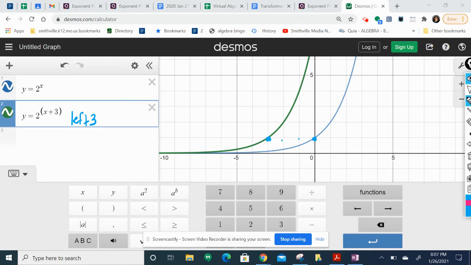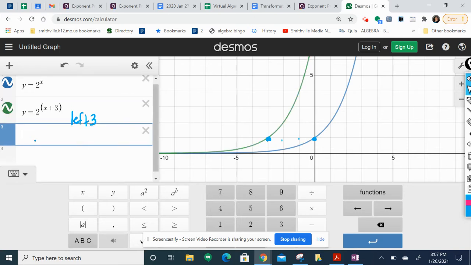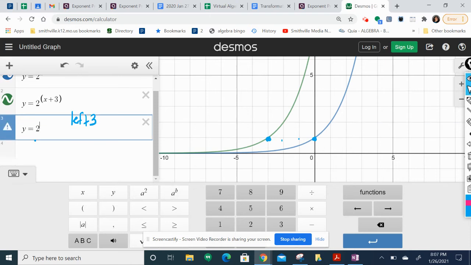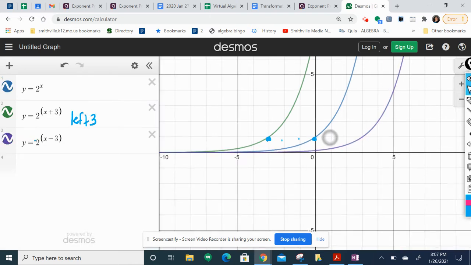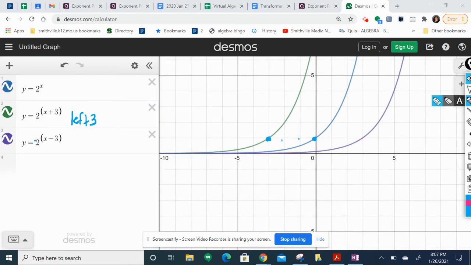All right, the next one says, then how does it compare to j of x, which is 2 to the x minus 3? So let's try that one and see if we can see something that's happening there. So I'm going to try a new one. Y is equal to 2 exponent. And then again, I'm going to need parentheses this time because I want that all to stay up there as part of the exponent. So x minus 3. And you'll see then that purple graph, it seems to move to the right. 1, 2, 3.